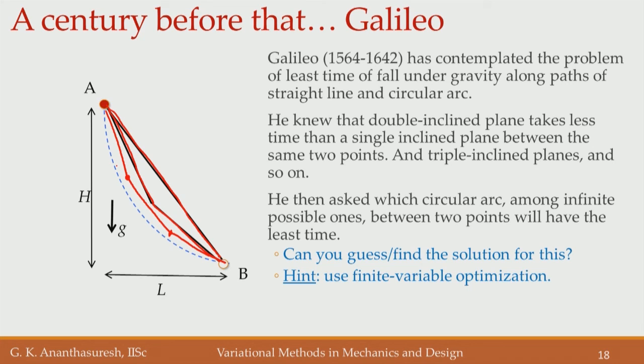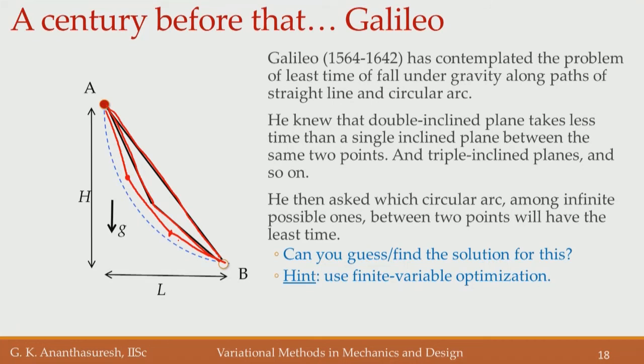Okay. Then he started asking the question, if we have points A and B, between A and B an infinite number of circular arcs can be drawn, among which one of them is going to have the least time for the ball to reach from A to B following that path. That is a problem he posed. Some people say that Galileo was mistaken, because he thought the circular arc is the brachistochrone curve, that is the curve that minimizes the time, but actually it is not true.